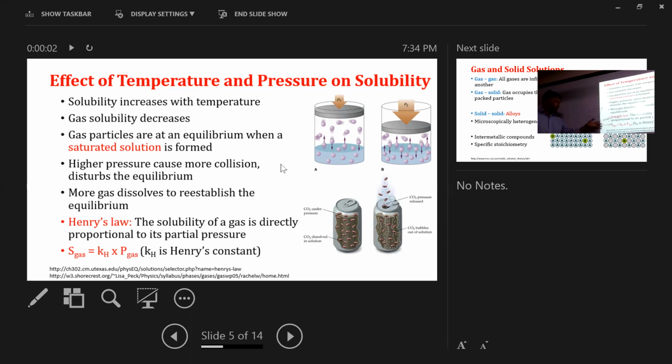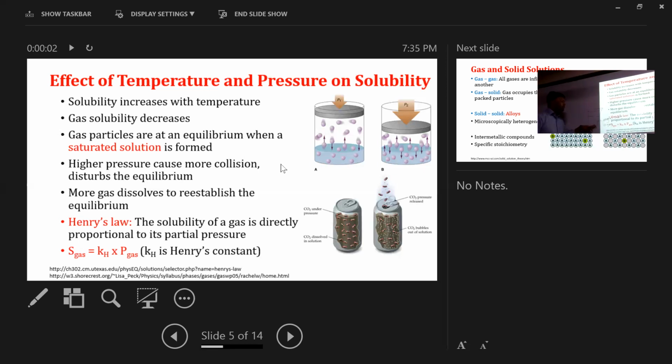All the molecules, the solvent molecules and the solid molecules, will have more kinetic energy, so they can move even faster. Therefore, at higher temperature, the movement of the molecules increases, and we can consider that the solubility of that substance will be increased.